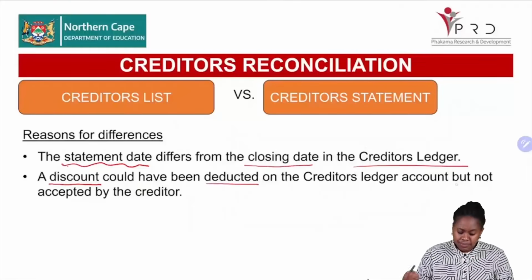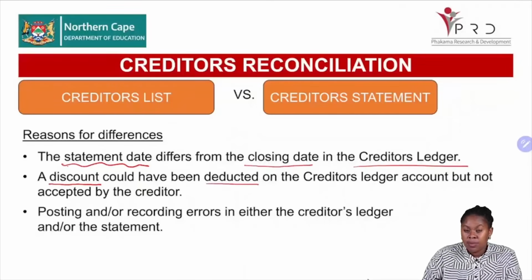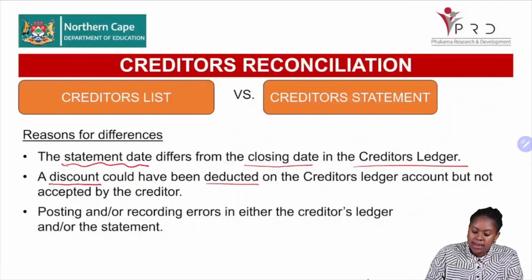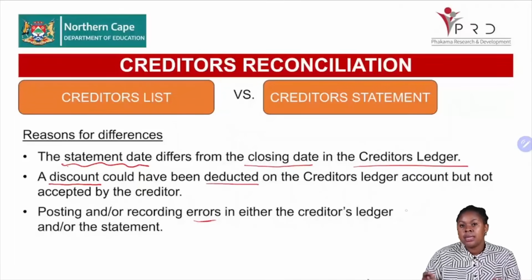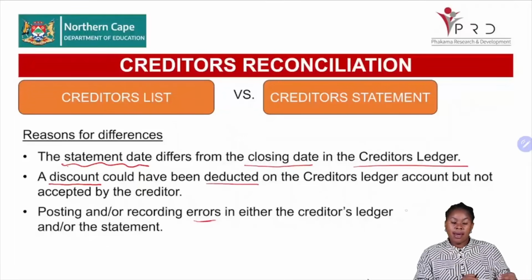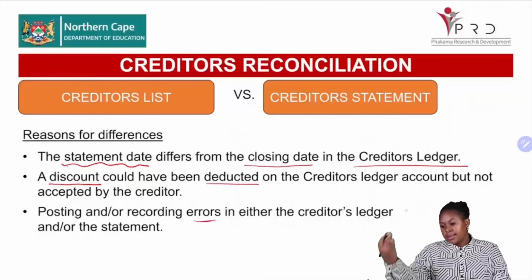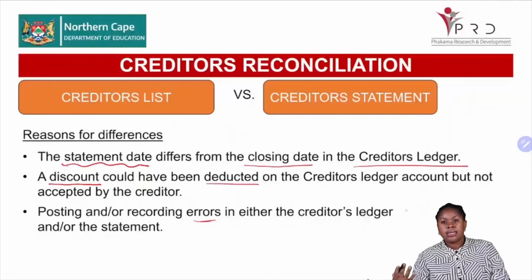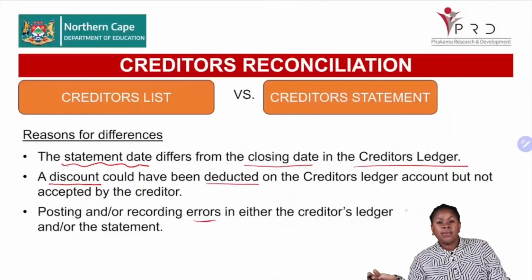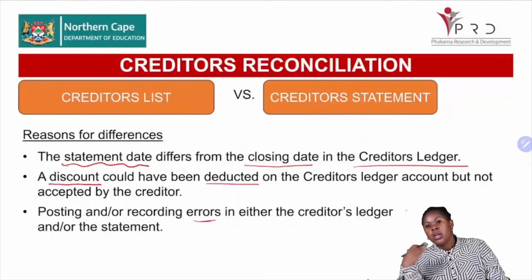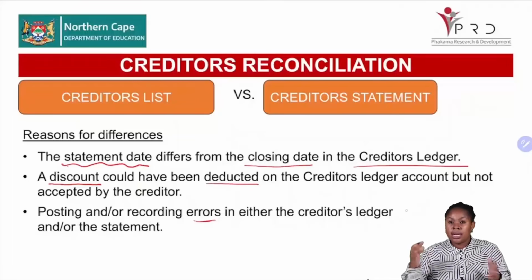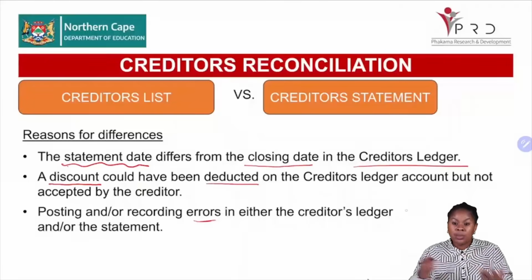Okay. Then another reason why the books may differ is the posting and recording of errors in either the creditor's ledger or the statement. Maybe our bookkeeper made an error while recording. Instead of writing 200, they wrote 2000. Or the same story with the creditor's statement. The creditor might have written 2,500 instead of 250. So those are the possible errors that could have happened between the two businesses.